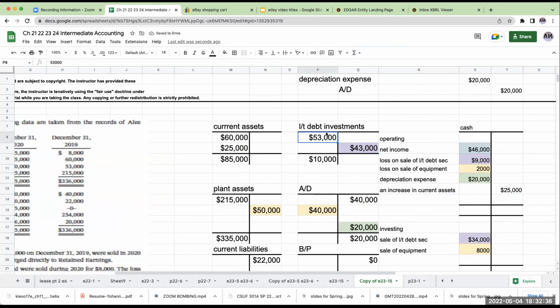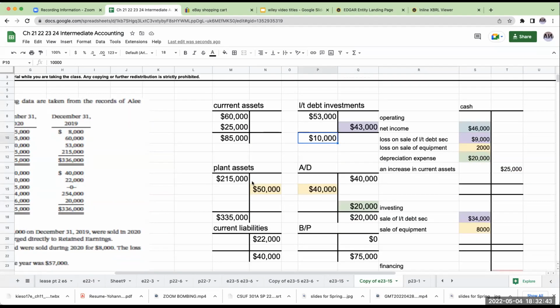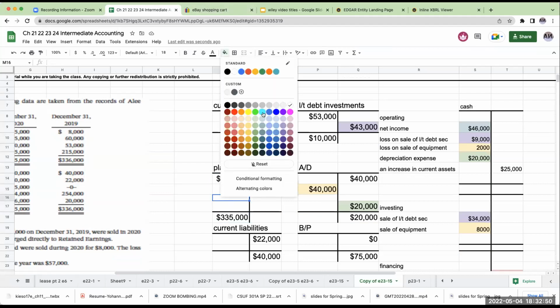I go to my long-term debt investments. Does 53 minus 43 equal 10? The answer is yes, I'm good to go. Plant assets: is 215 minus 50 equals 335? Wrong answer. We need to go through and balance this.